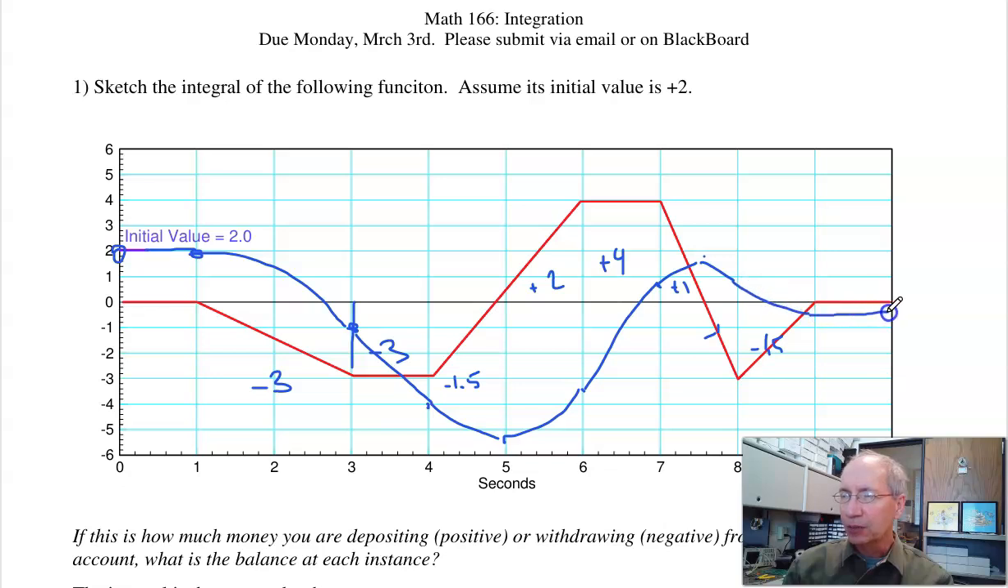And then stay constant. So the blue line is the area under the curve at any given point. The area to the left is the integral at that point.